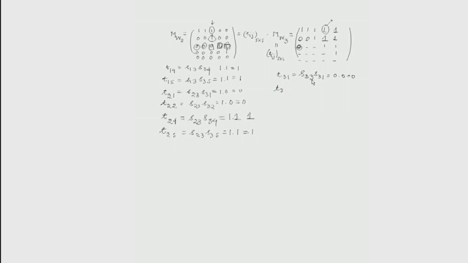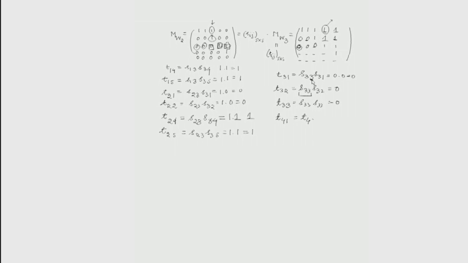Then T32, that is S33 and S32. Please see that I really do not have to worry about what is S32, because once I have seen that S33 is 0, it is 0. So, I put over here 0, and T33, which is again S33, and then S33, of course, this is 0. So, this is 0.